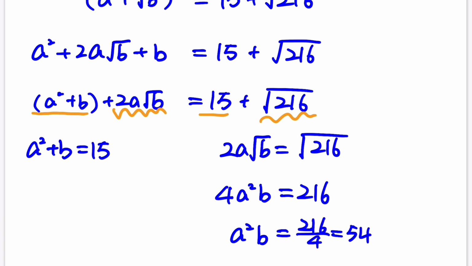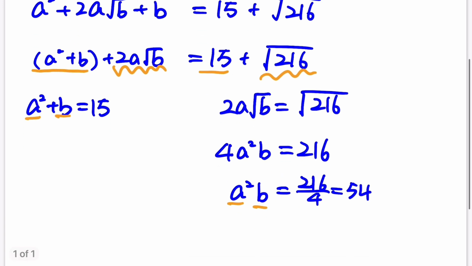Now I observe that the sum of the two integers a squared and b is 15, while the product of these two integers a squared and b is equal to 54. So what I can do is I can try to find a factor of 54. I will rewrite 54 in terms of the product of two integers, but one of the integers is a perfect square. Then 54 is either 1 times 54 or it's 9 times 6. There is no third combination of the integers for which one of the integers is a perfect square.